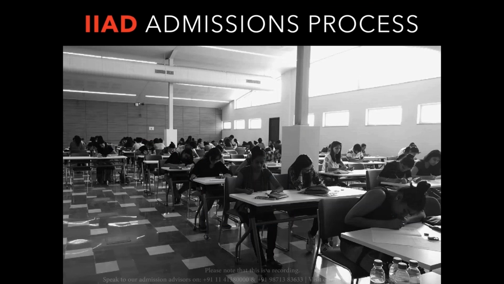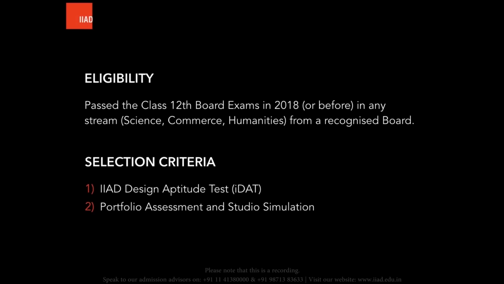I want to draw your attention towards the IIAD admission procedure. So the eligibility criteria is that students who are pursuing their 12th standard, who are appearing in their boards, are 100% eligible to apply for IIAD. Else, students who have completed their 12th standard with minimum 50% in their 12th, any stream, science, commerce, or humanities, can apply for IIAD with 60% and above in English.